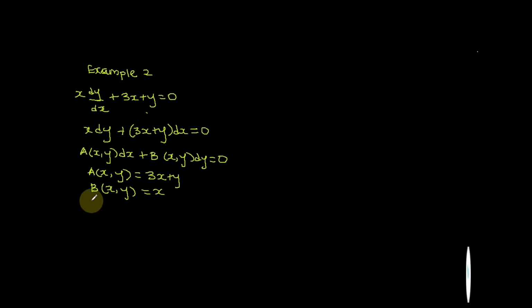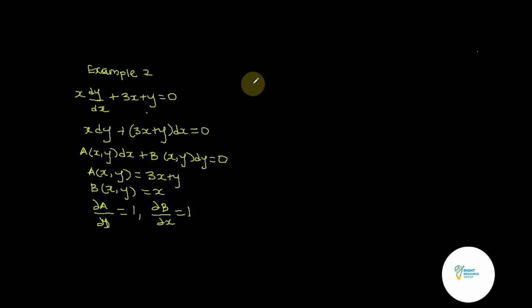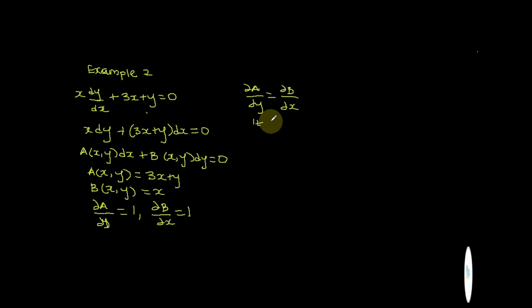Now to check if it is exact, we have to take the partial derivative of both of them. The partial derivative of a with respect to y, we have it to be 1, and the partial derivative of b with respect to x, we have it to be 1. Having done this, we observe that ∂a/∂y is equal to ∂b/∂x, which shows that it is exact.